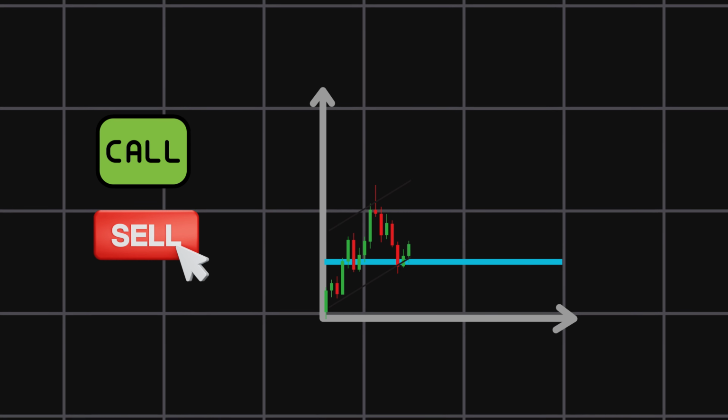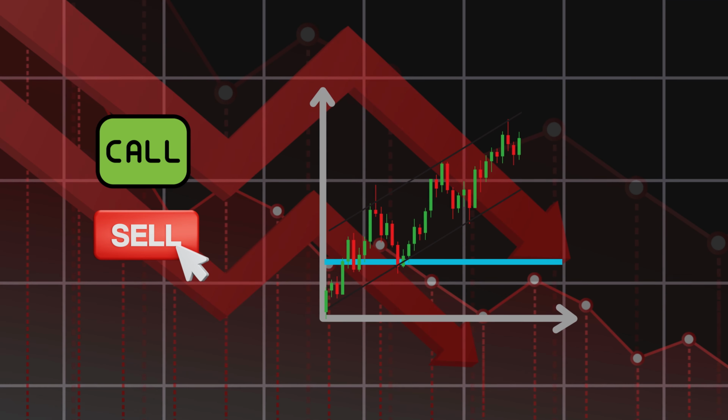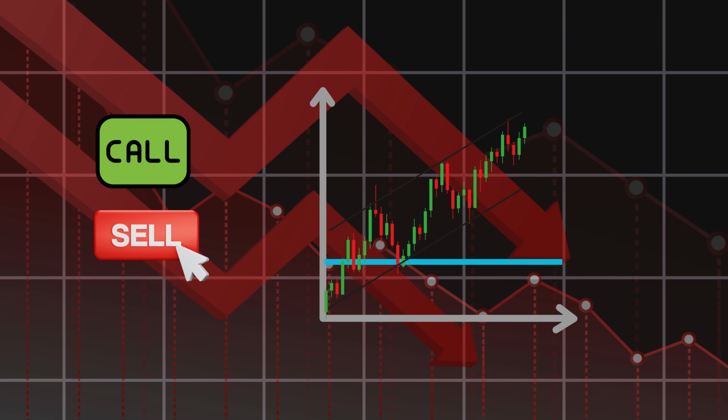For example, if you sell a call option and the stock price skyrockets, you could face unlimited losses as you are obligated to sell the stock at the strike price, even if the market price is much higher.